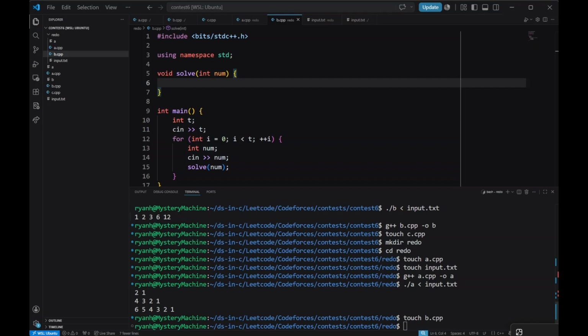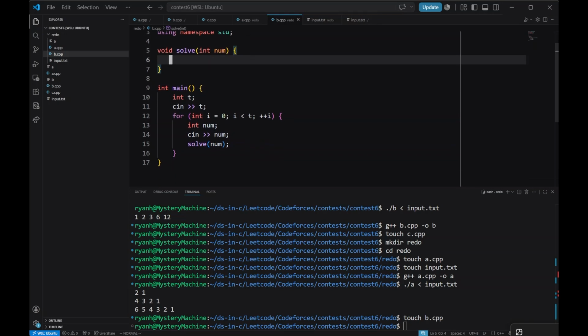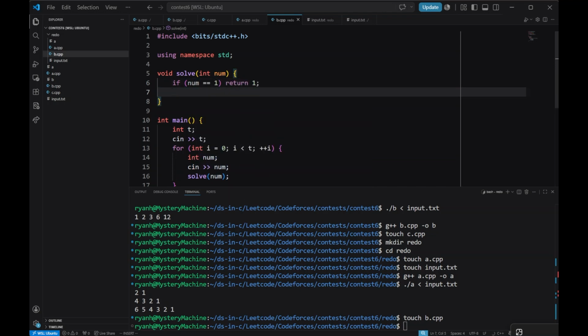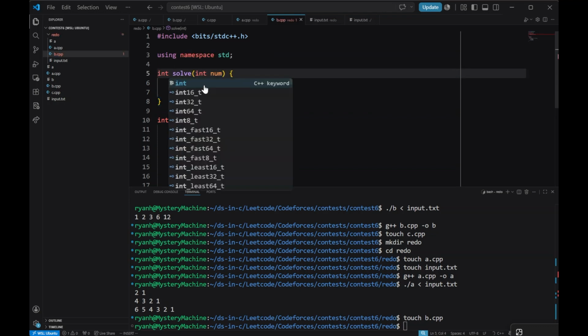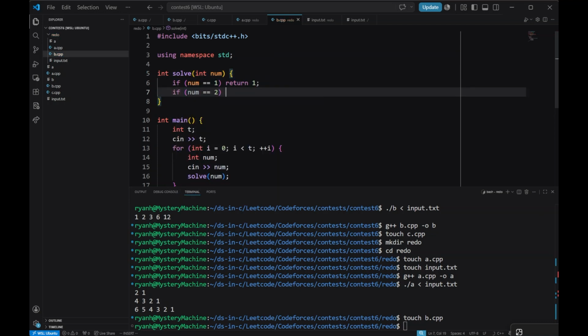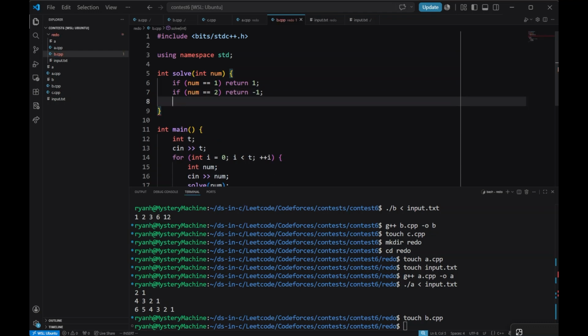I'll show the code. Basically we're going to be taking in some test case t, and then taking in an integer. I'll take in this integer in the case that we have three different cases. If nums equals 1, we'll return 1. I'll just return this as a number, I think. If nums equals 2, then we will return -1.